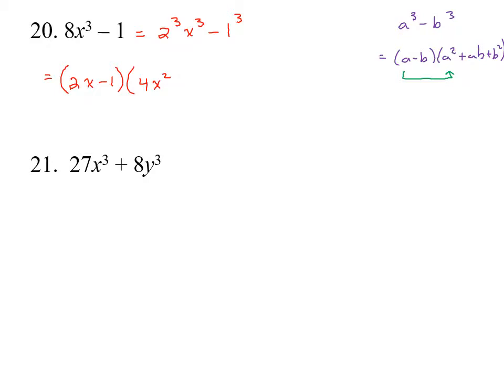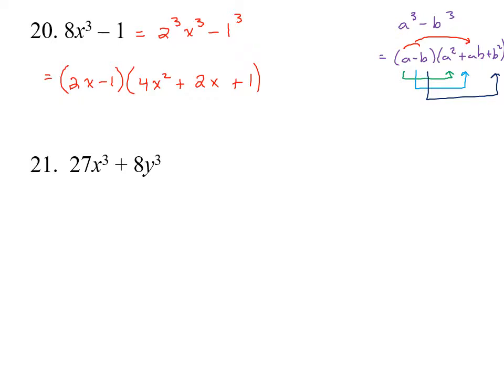So, after you square the first one, then we will swap that sign. So this minus sign will become a plus sign. We will multiply these two together to get the middle one. So 2x times 1 is 2x. And then we will square the last one. 1 squared is 1. And there you go. So we'll do one more like that.